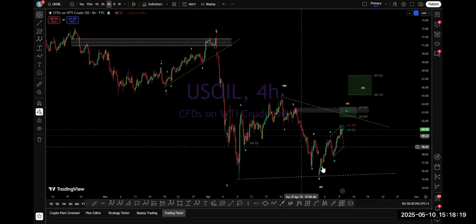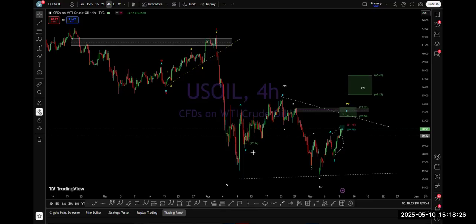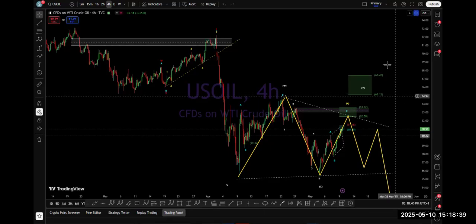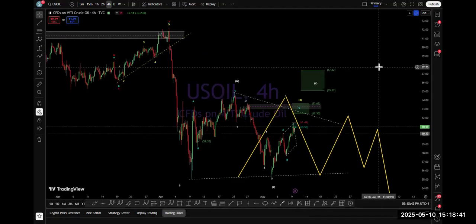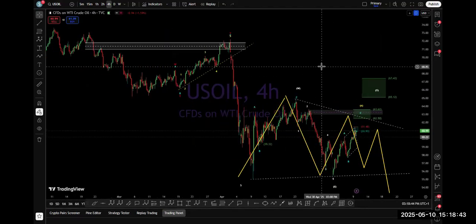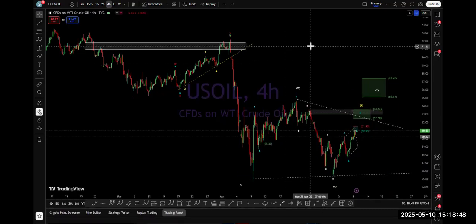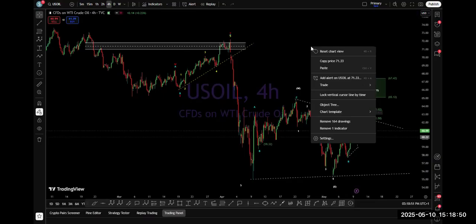Alternatively, we may get a triangle from here. That is A, B, C, D, E before the selling continues. So both of them are possible. Whichever one that is happening, we see it and we trade it.